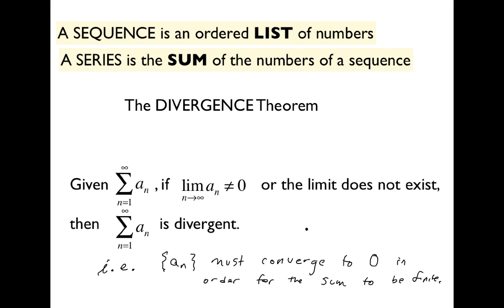Okay, so this should make sense based on our last example. If the limit of your sequence heads to something other than 0, then what happens for large n? You just keep getting essentially that number over and over and over again. And if you try to add that up, it's going to be infinitely large.